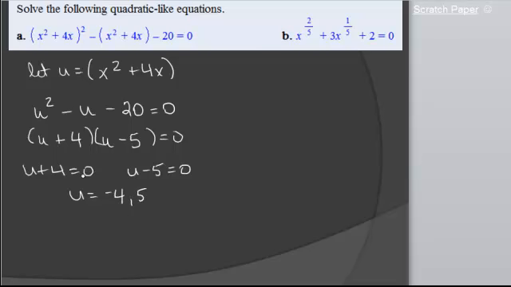But we don't want u, we want x. So what we need to do is resubstitute. Since u is equal to these two and u is equal to that, then we set them equal to each other. x squared plus 4x is equal to negative 4, or x squared plus 4x is equal to 5. Now we have two more quadratic equations. We need those to be equal to 0, so let's move those constants over.